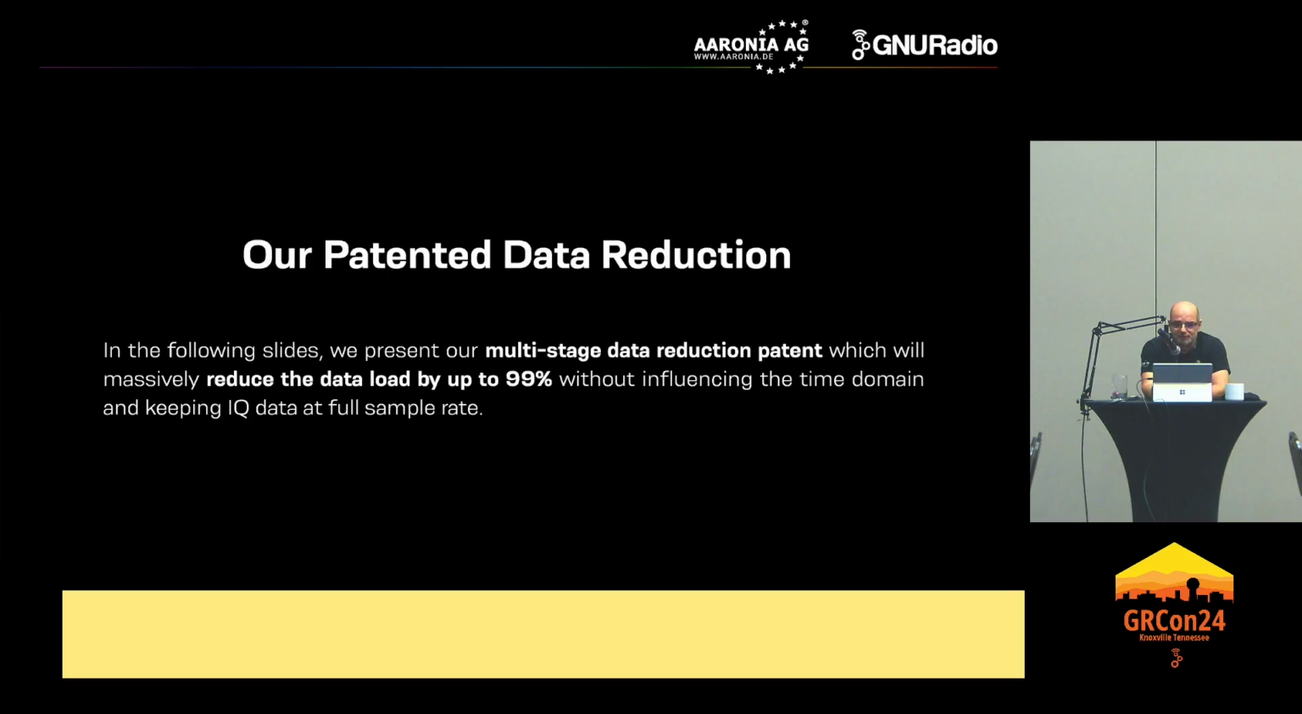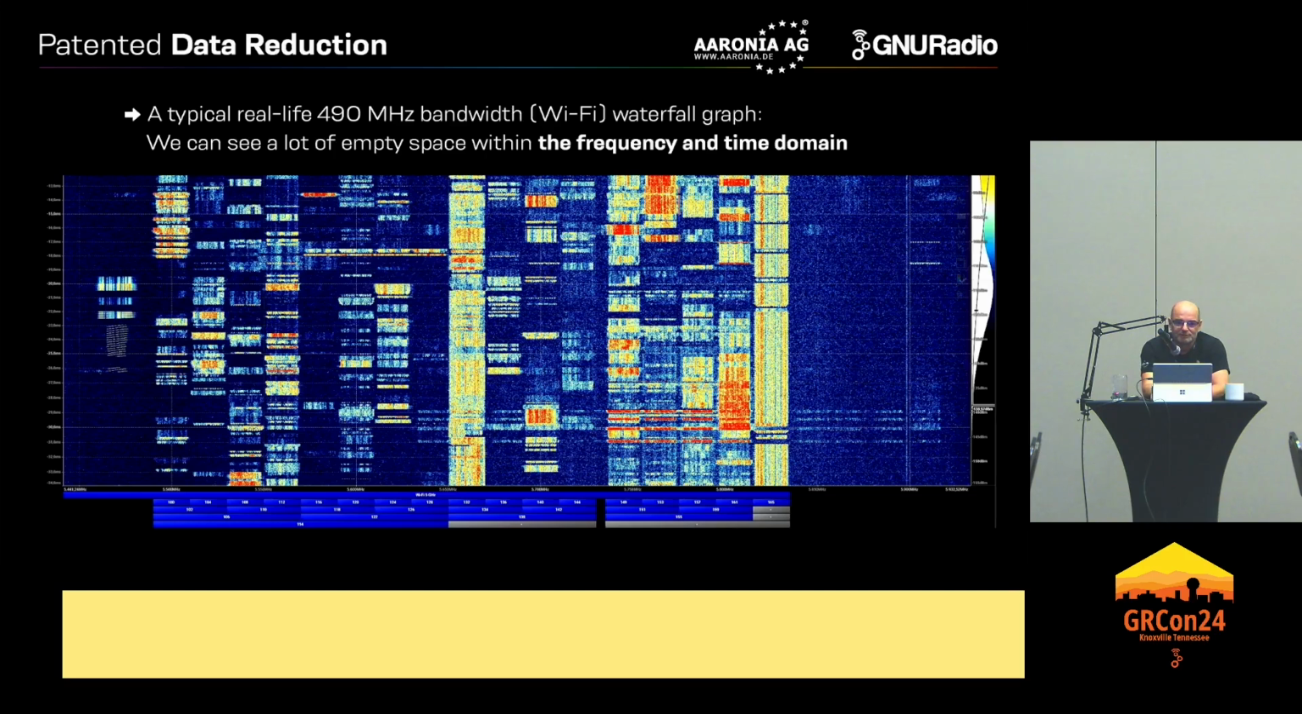Interestingly, we've got a patent on our new idea. I didn't expect that, but it really happened. And with this one, we could reduce the data load by roughly up to 99% if we do it right. And it's really interesting how it works. So if we have a look at this waterfall graph, as you know it from everywhere, you can see a lot of spaces between the transmissions, which is usually noise.